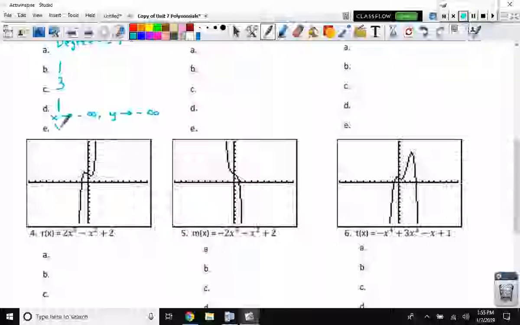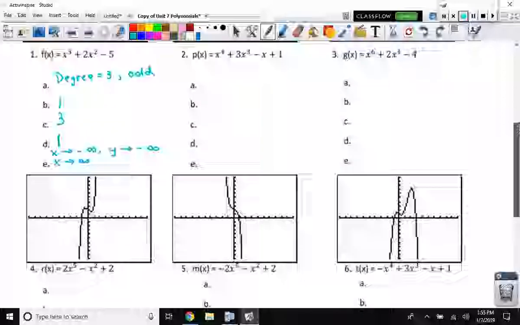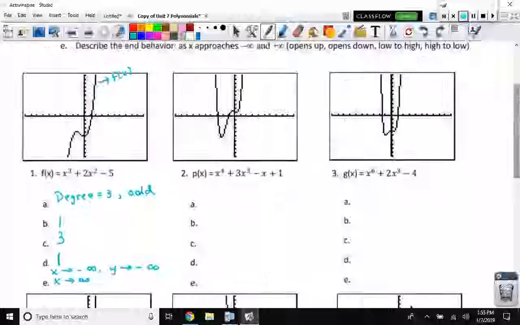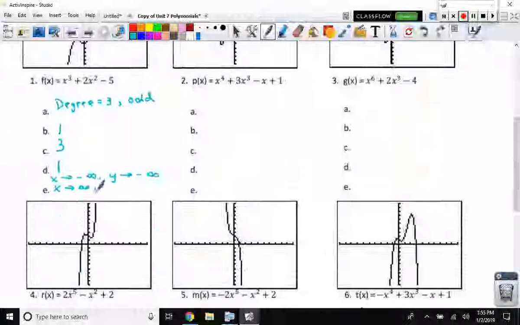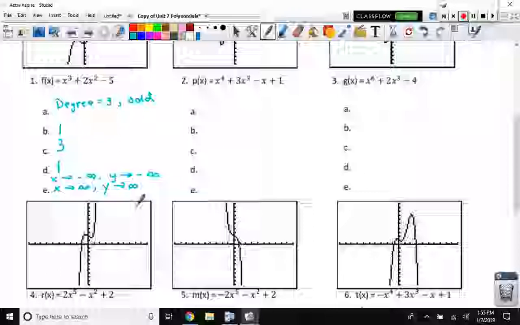And as x approaches positive infinity, so now when I'm going in this direction from 0 over, right? What do I know about my y values? They're getting bigger and bigger and bigger. So they're approaching infinity. Then I know my y's are approaching infinity. So just know how to write it mathematically, because sometimes they give it to you in this format.